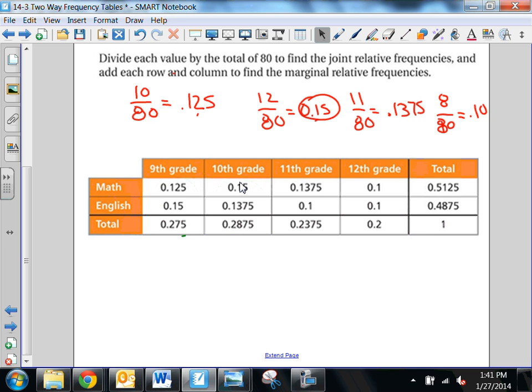So that way, if we want to say what's the total number of 9th grade students out of the total, we'd say 0.275 or 27.5%. What's the total 10th grade student survey? 28.75%, so on and so forth for each column, okay? So that's one example here. Let's do one more example.